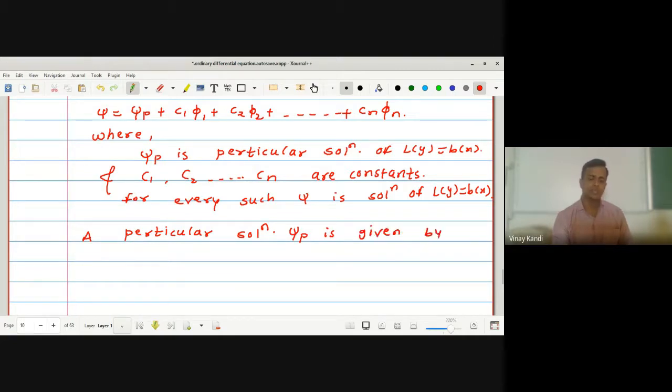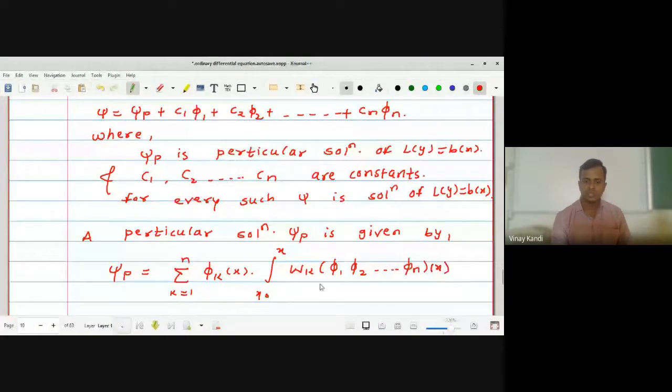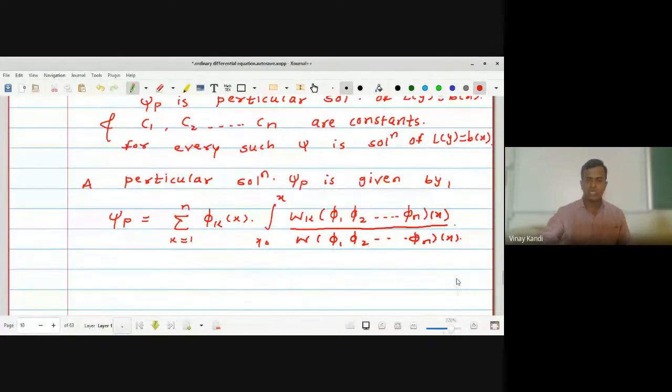psi p is equal to summation k running from 1 to n, phi k of x into integration x naught to x, wk of phi 1 phi 2 up to so on phi n of t, divided by w of the Wronskian of phi 1 phi 2 up to so on phi n of t, into b of t into dt.